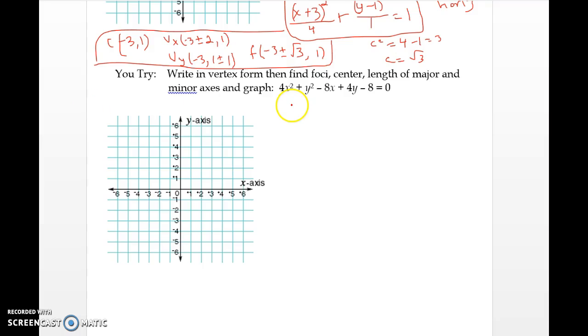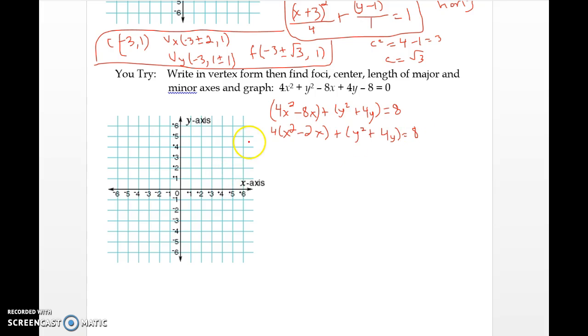Okay, so for this one, we have to group together our x's and our y's and move over our constant. So I'm going to put my x's together and put my y's together. I'm going to add over that 8. Then I have to get rid of this 4 in front of the x squared because you cannot complete the square with a term. And that's going to give me minus 2x. And then plus y squared plus 4y.